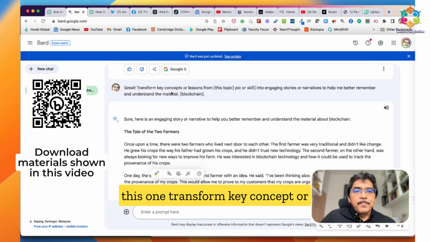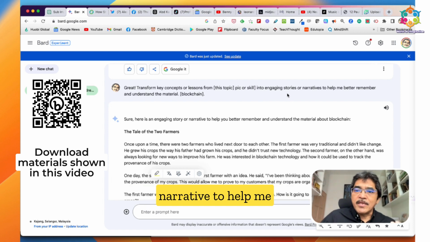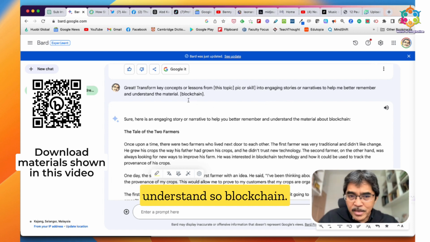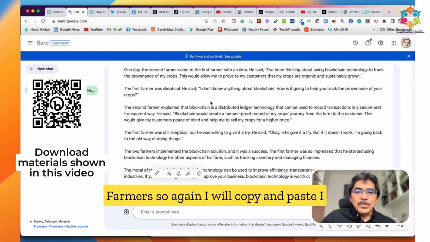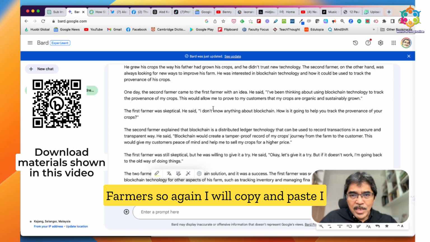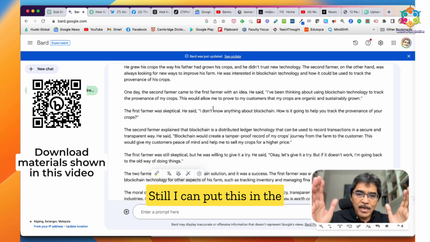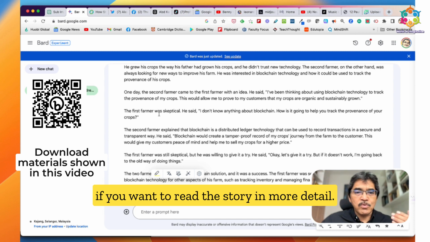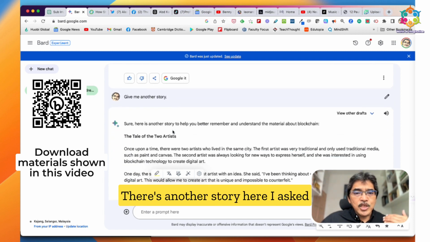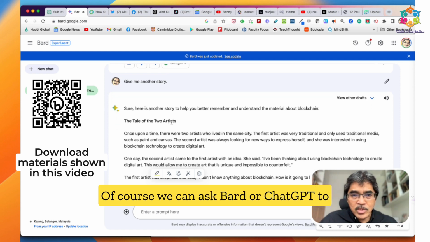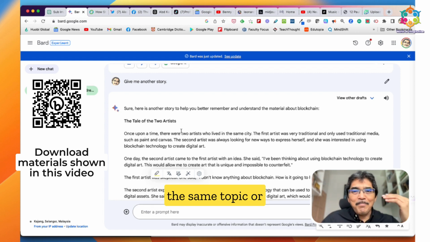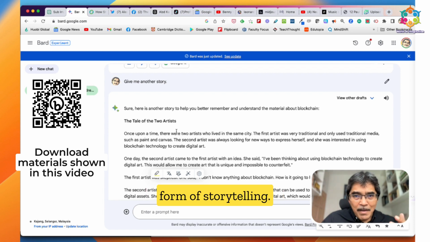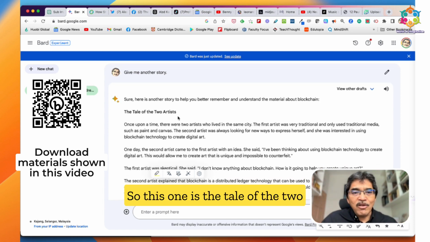Okay, transform key concepts or lessons from whatever topic into engaging stories and narratives to help me better remember and understand. So blockchain. Then here, one story, the tale of the two farmers. Okay, so again, I will copy and paste. I hope I can put this in the description of the video if you want to read the story in more detail. There's another story here. I asked Bard to give me another story. Of course, we can ask Bard or ChatGPT to give us 10, 20 stories to illustrate the same topic or the same concept in the form of storytelling. So this one is the tale of the two artists.